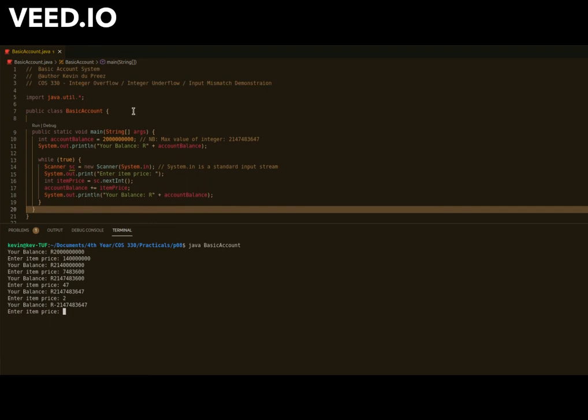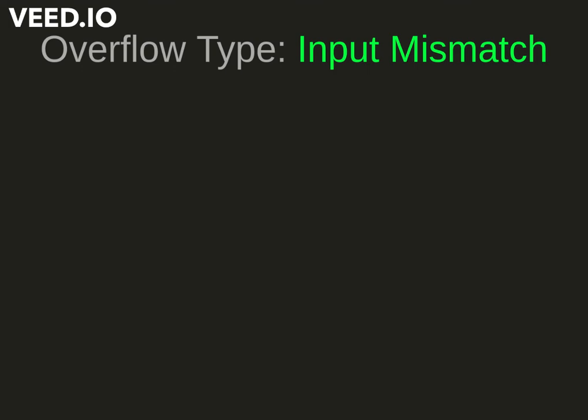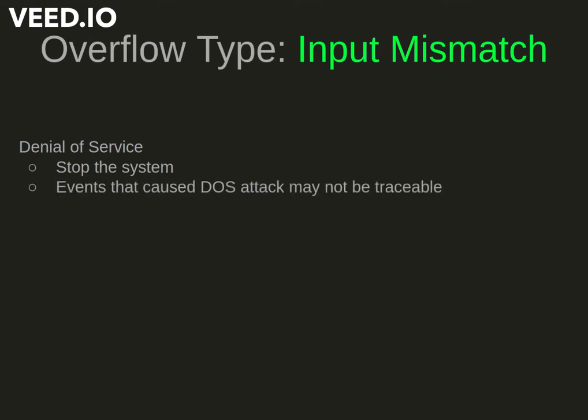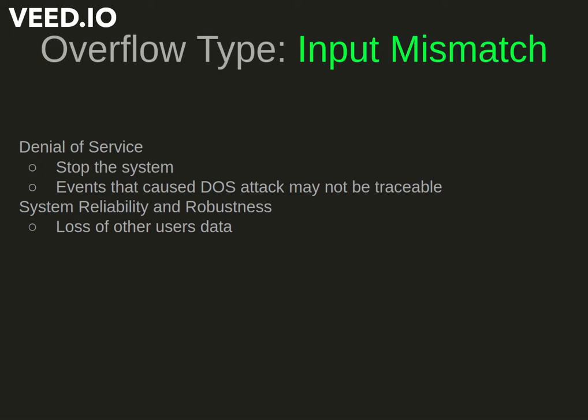There is another type of overflow, which is the input mismatch, and this happens when you enter a number that is greater than the greatest integer and the program is expecting an integer. Some of the disadvantages of this is it causes a denial of service, as we saw in the specification. This could stop the system. DOS attacks may not be traceable because the system crashes, which means there might not be a log of it. System reliability and robustness is questionable. If there are multiple users, other users could lose all their data and the progress that they've made on the system itself. Now we're going to have a look at an example of this.